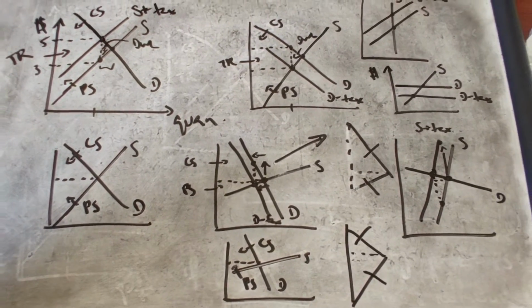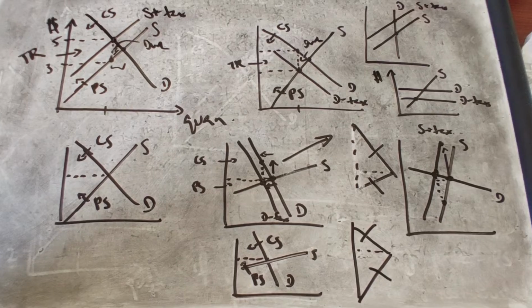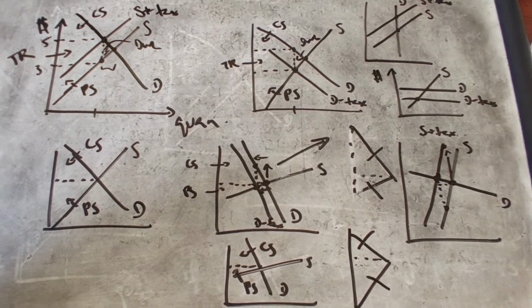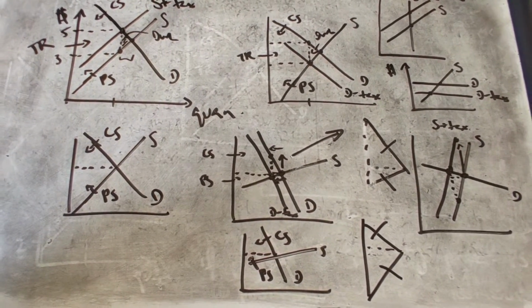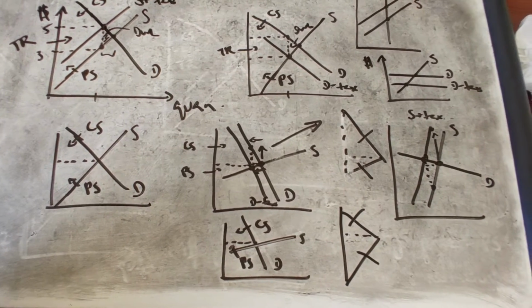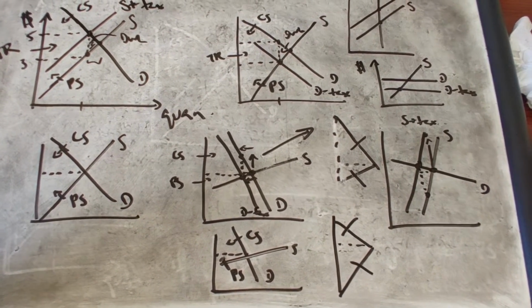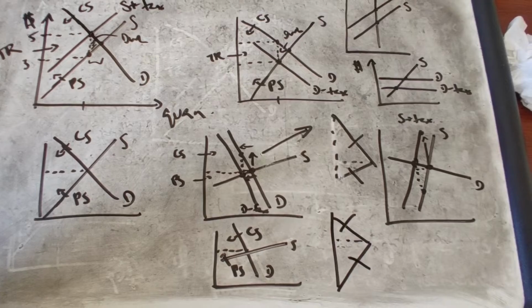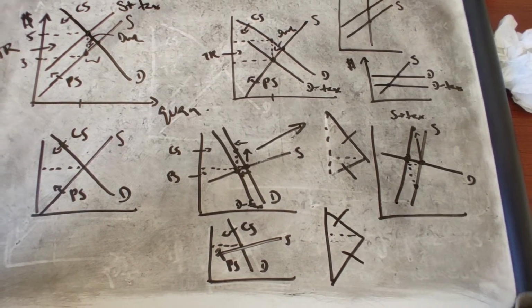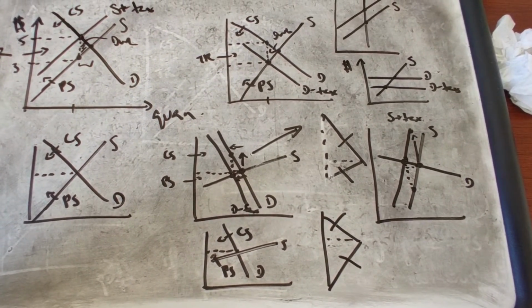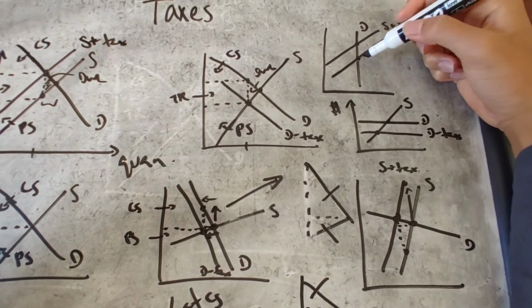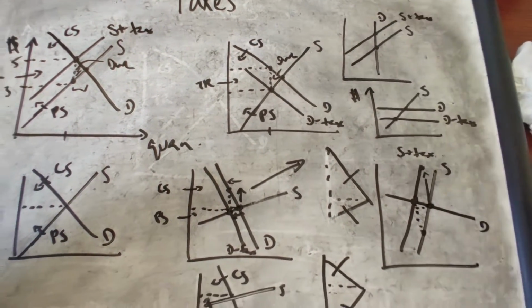So, a brief summary for elastic or inelastic. Because the tax changes the price, the tax shifts the elastic curves up and down, while if it's inelastic, the tax goes along the curve, so it doesn't change the curve at all.